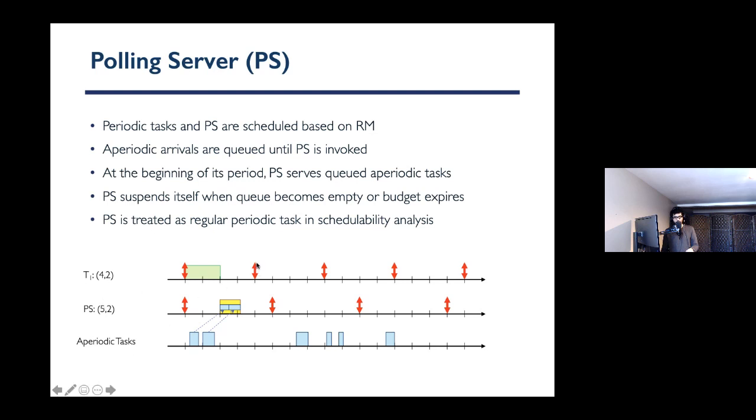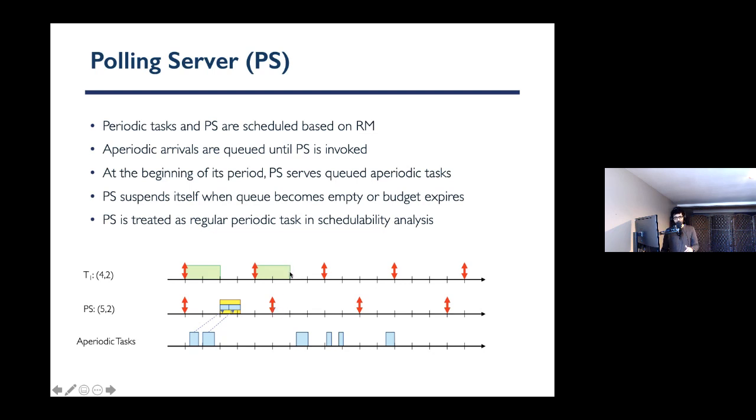Then at this time, we're not going to do anything. There is no task in our system. Now here comes this period. T1 again gets scheduled. At this time, a new PS job is created with budget 2.